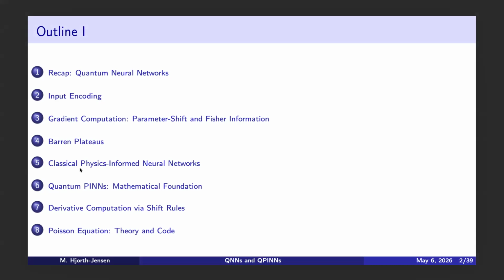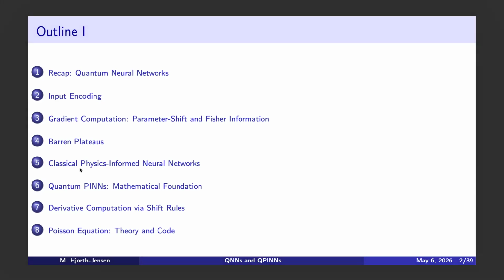Now, there's a huge field of activity in quantum machine learning, which spans from the applications of quantum neural networks to the solution of differential equations. If you look at points 5 and 6, we're going to introduce how we can solve differential equations using quantum PINNs. That's the quantum mechanical variant of a classical physics-informed neural network, which many of you have encountered.